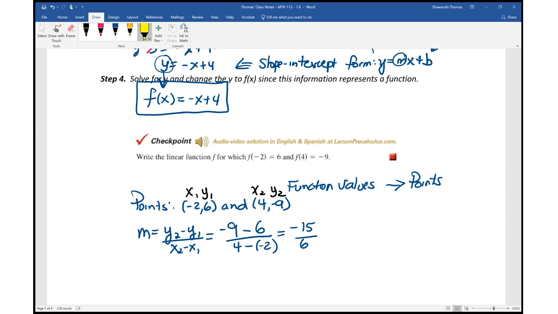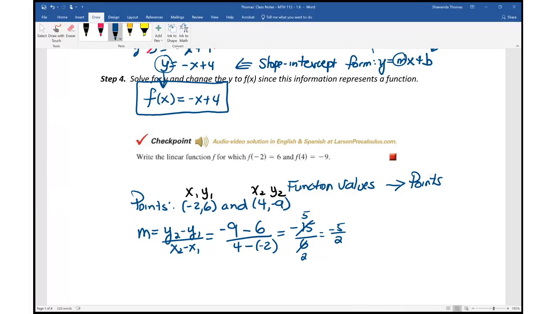Probably didn't notice this, but this can be reduced because the number 3 can divide into both 15 and 6 at the same time. So we do need to simplify or reduce it. So 3 goes into 15 5 times, 3 goes into 6 2 times. So our slope is -5/2.